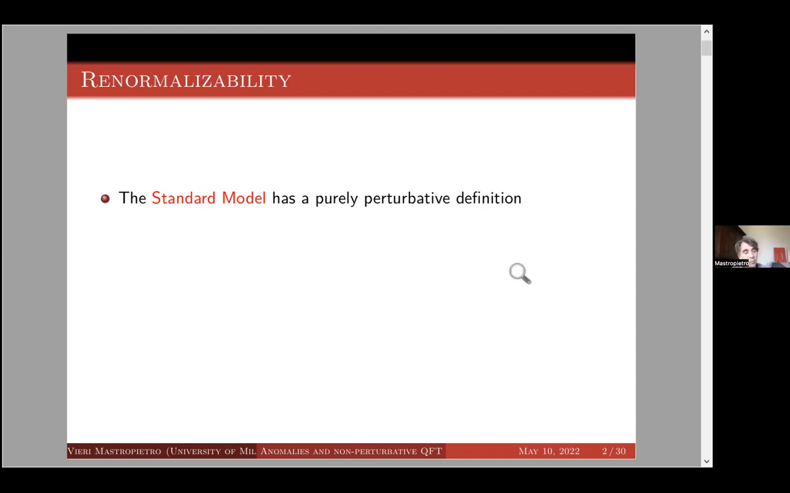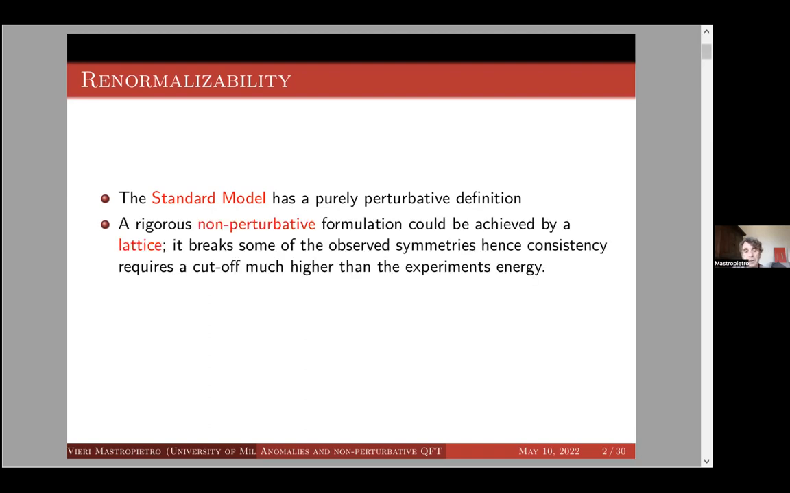is the best theory we have for elementary particles, and has a purely perturbative definition, right? The physical observables are just expressed as series, which are typically diverging. This means that it cannot have arbitrary precision. And of course, it's a basic and important problem to get a non-perturbative formulation for the standard model.